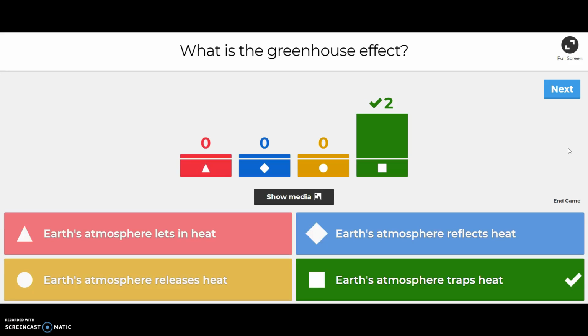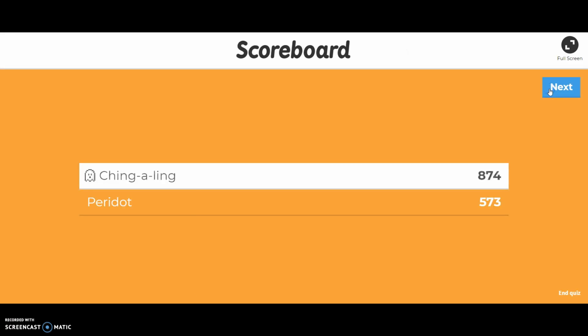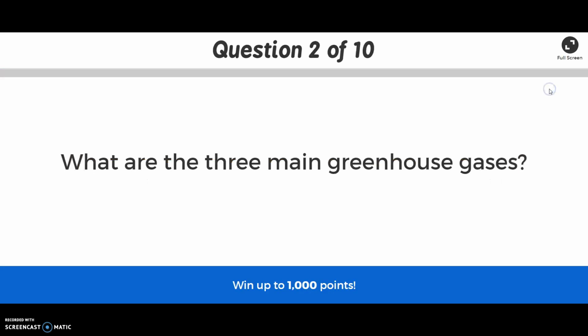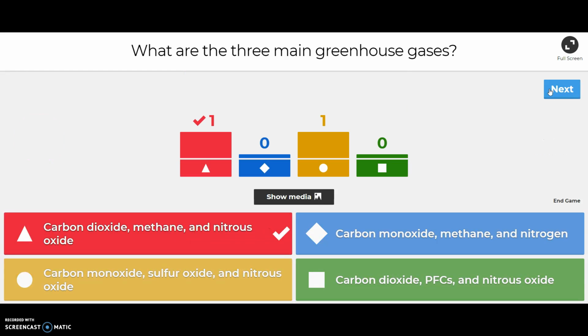So here it shows you what question is correct with the check mark. It also shows you the distribution of answers. And then there's a scoreboard that shows who's winning. Okay, in this case, I got this question wrong, and it shows the right answer, and it shows the distribution.